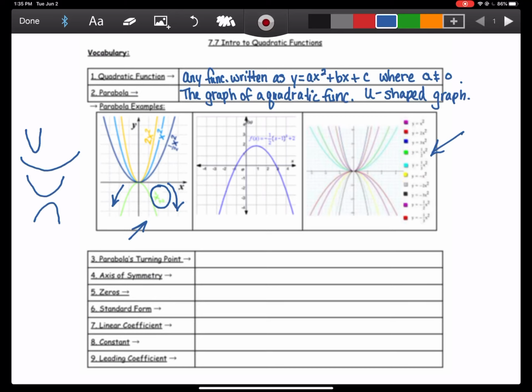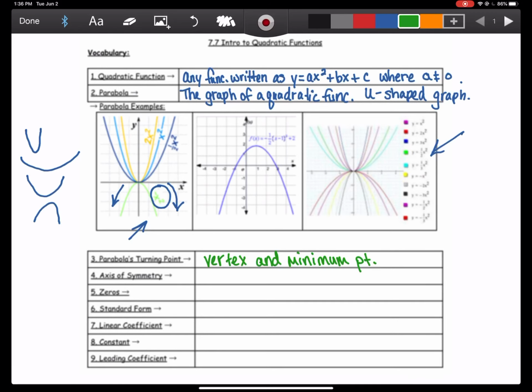All right, parabola's turning point. Well, parabola's turning point is the vertex and also referred to as the minimum point. So we're just going to write vertex and minimum point. Okay, the axis of symmetry.